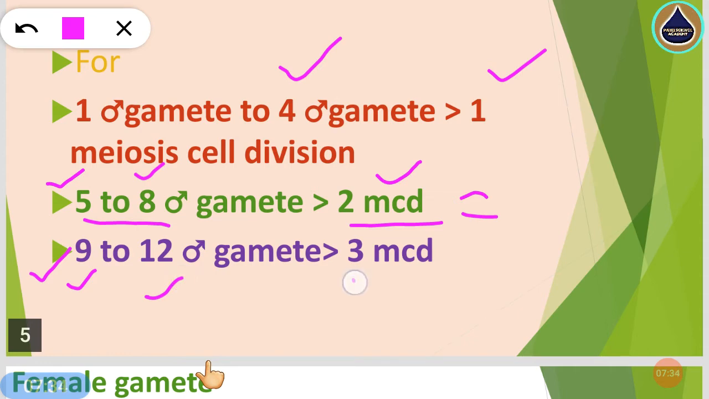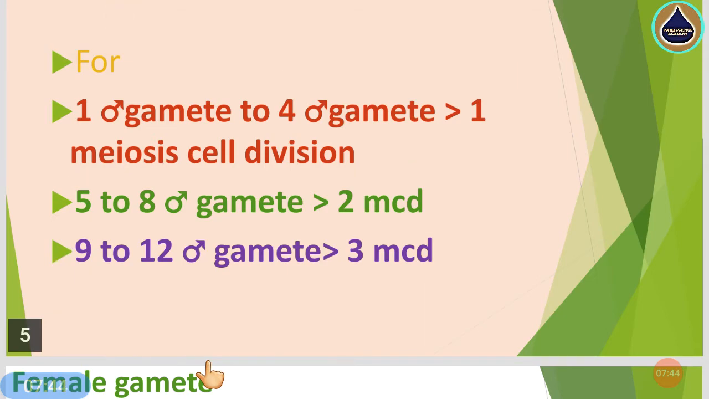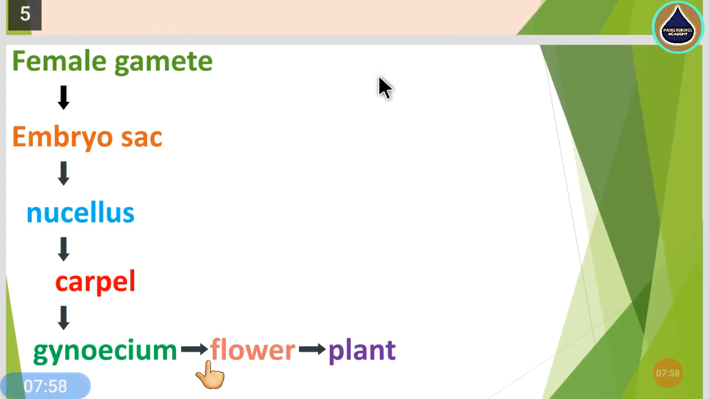3 meiotic cell divisions are needed, and so on. So it means it is now clear that one meiotic cell division is needed for the formation of the 4 pollen grains, which will finally convert into 4 male gametes. Now we'll go for the female gamete.